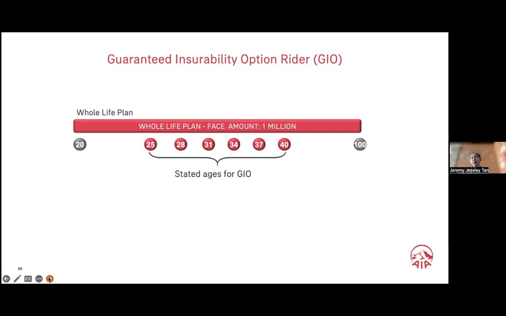Right? Or I can't yet at 25 because that's too near. From age 20, I've only just started working. So maybe at age 31 instead. Right? And you don't have to show proof of insurability.